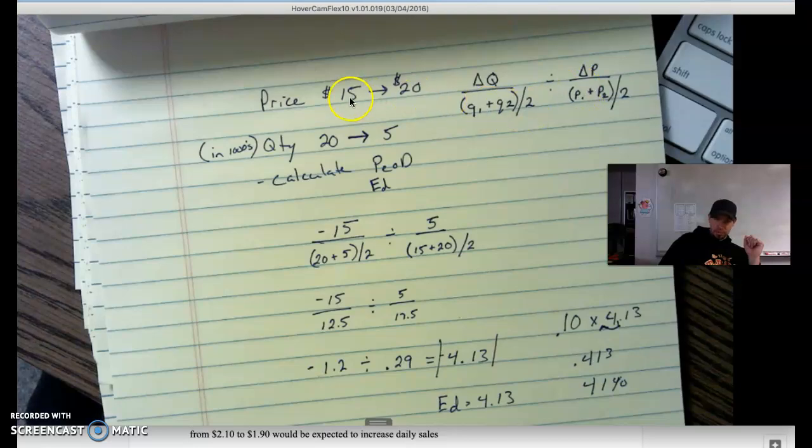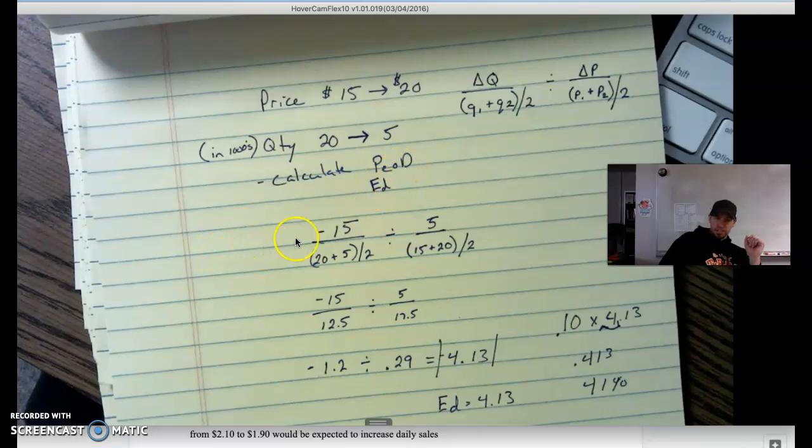And here are our values. We're looking at a price change going from $15 to $20. In quantity, and this is again in thousands, I'm just simplifying it for the math piece, we're going from 20 down to 5. So an increase from $15 to 20, we see a decrease from 20 down to 5, and our job is to calculate the price elasticity of demand.